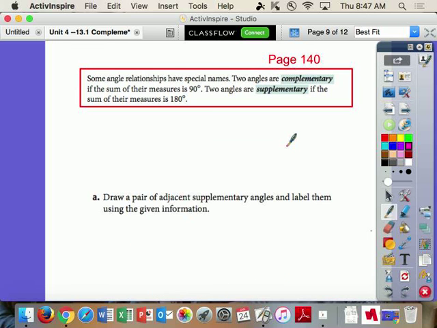All right? This is our last one. So we have draw a pair of adjacent supplementary angles and label them. So we have a pair of angles. One is going to equal 123 degrees. One is going to equal 3x.